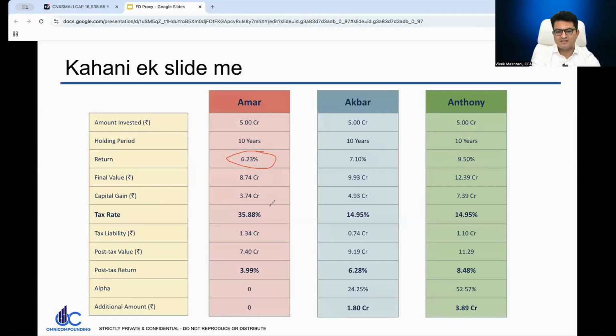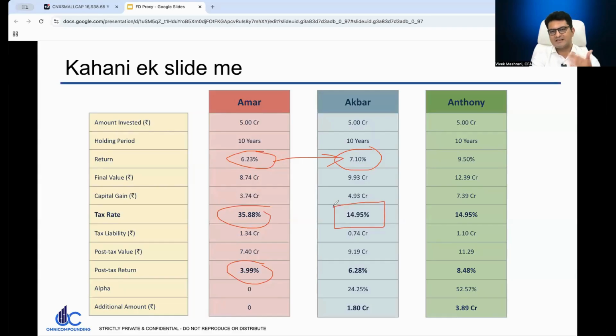If you do post-tax, which is 35% taxation, post-tax return is generally around 4%. So you're not beating inflation, you're not meaningfully compounding, right? Akbar, what he did was some bit of arbitrage funds and a mix of debt and some bit of arbitrage. He kept it for 10 years. He got slightly bumped up returns compared to 6%. But the most important advantage he got is here.